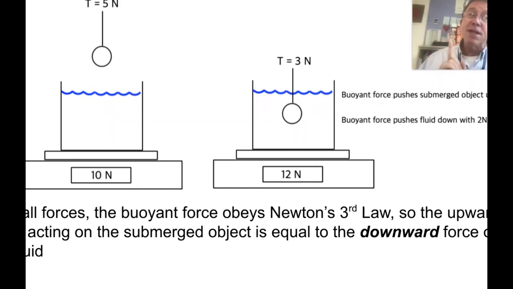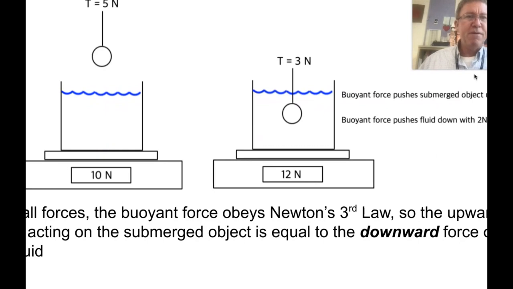But Newton's third law tells me that you can't push up on this object without the object pushing down on the fluid. Again, the fluid cannot push up on the object without the object pushing down on the fluid. Well, if I push up with 2 newtons here, it must push down with 2 newtons here. So this reading will go up to 12. It's just basic Newton's third law. It's just weird for us to think in terms of fluids because they're harder to wrap your head around, but the same rules apply.